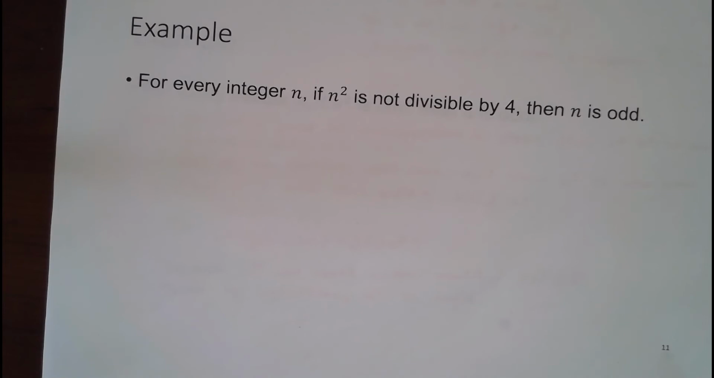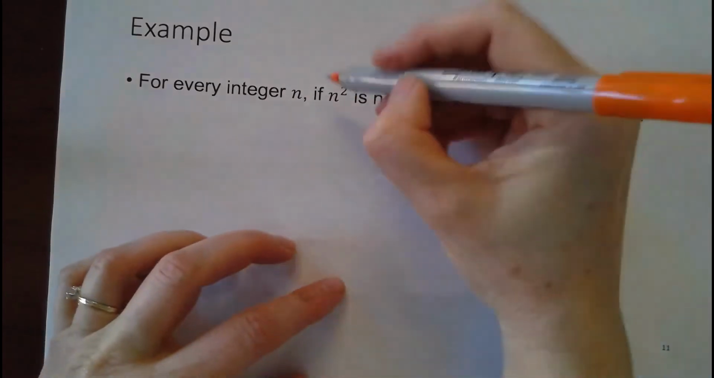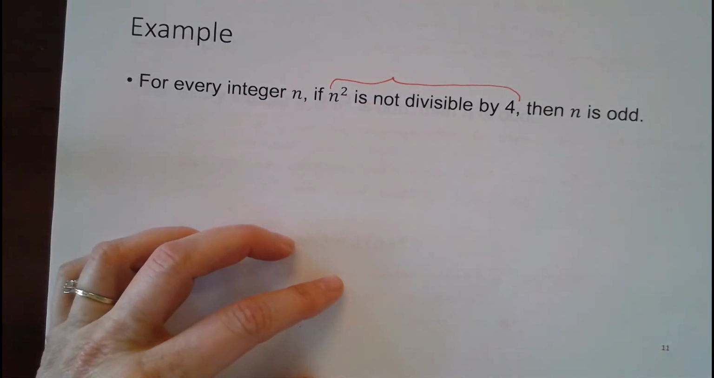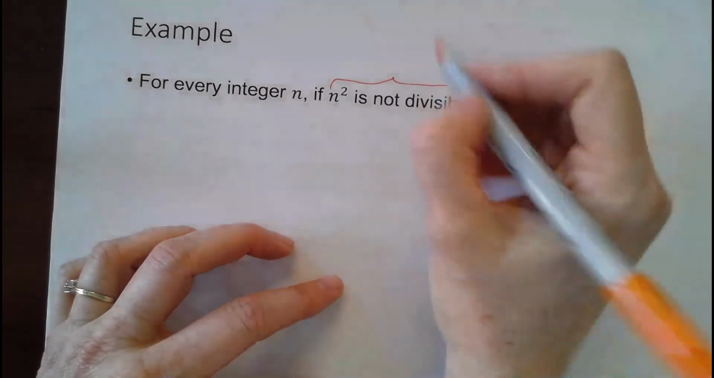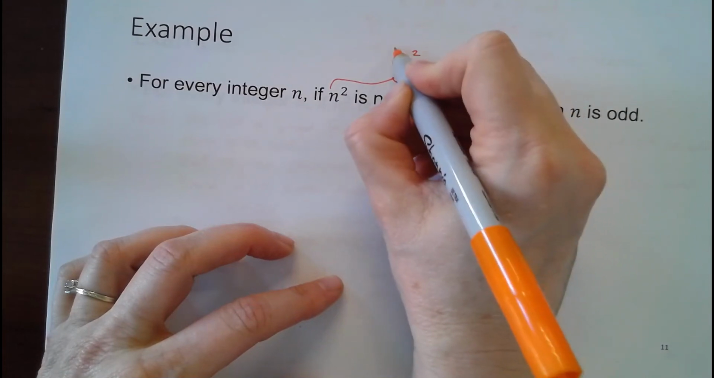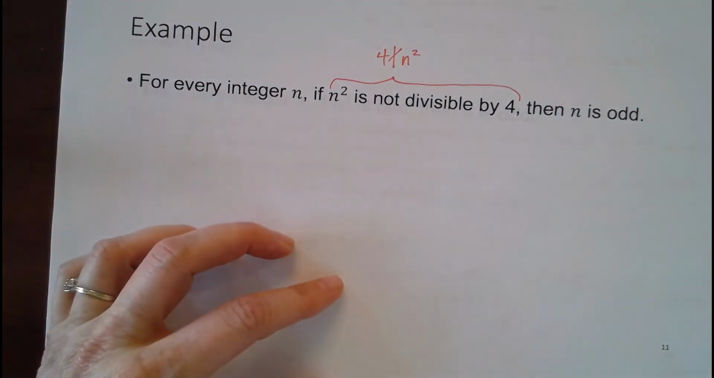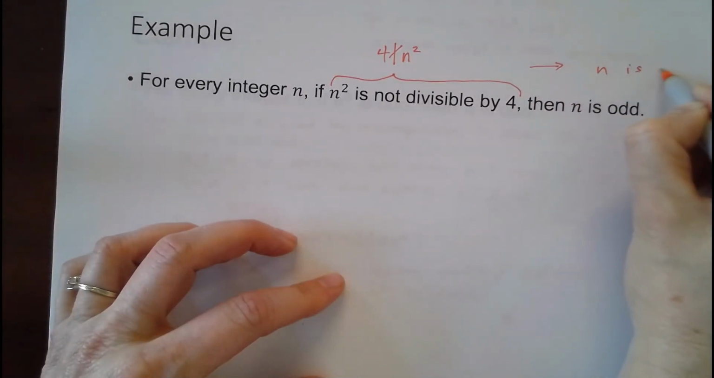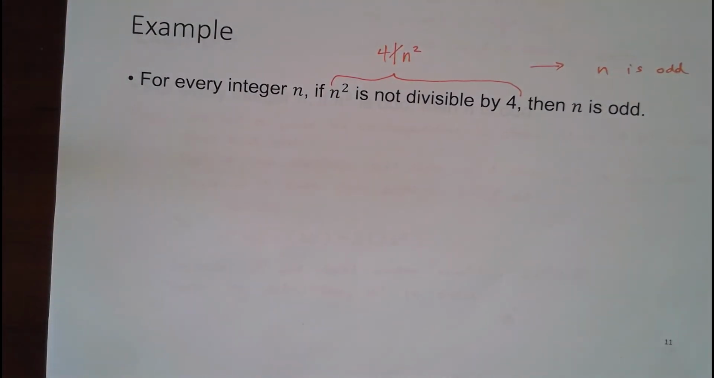All right, let's try this one. If n squared is not divisible by 4, then n is odd. N squared not being divisible by 4 is like saying that n squared cannot evenly be divided by 4, like 4 does not divide n squared. That's another way of writing that. Then n is odd. So that's what we're trying to prove. Well, n squared is not divisible by 4. That's a kind of tricky thing to think about.